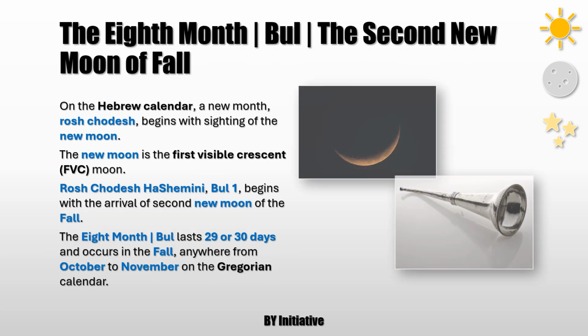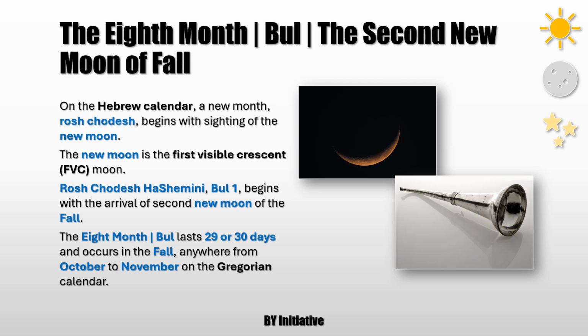The 8th month on the Hebrew calendar, just like any other month, begins with the sighting of the new moon. The 8th month is actually the second new moon of the fall. And the new moon is the first visible crescent, that is a sliver that indicates the start of a new lunar cycle. The 8th month lasts 29 or 30 days and occurs in the fall, as we mentioned before, anywhere from October to November on the Gregorian calendar.